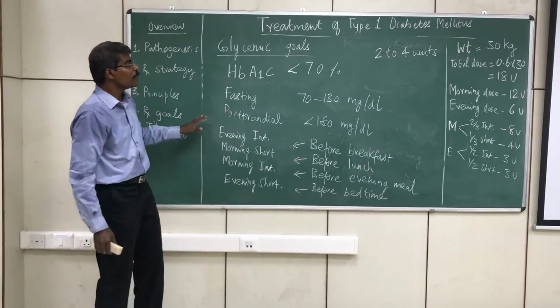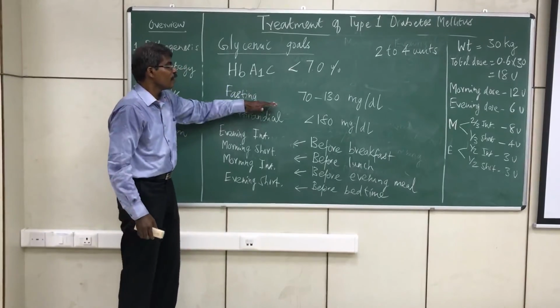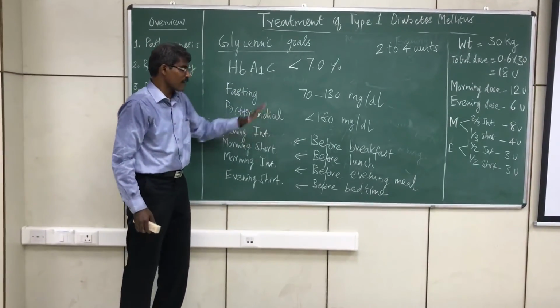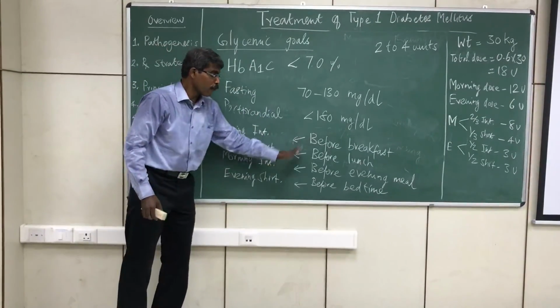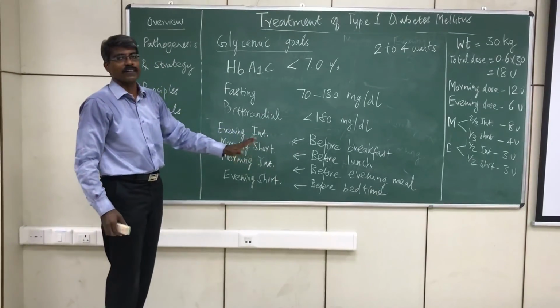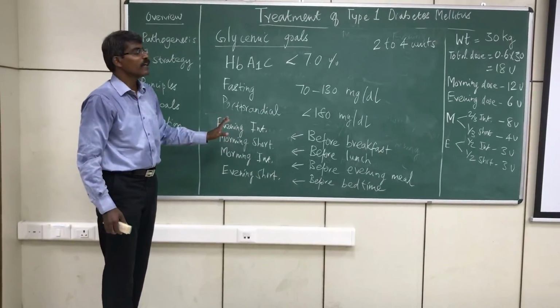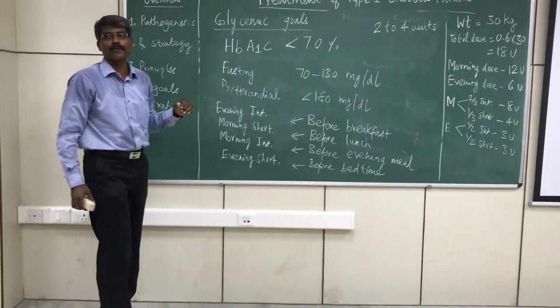And we saw the glycemic goals: hemoglobin A1C less than 7, fasting 70 to 130, and postprandial less than 180. We also saw the 4 levels at which we take readings and titrate accordingly, in a magnitude of 2 to 4 units.